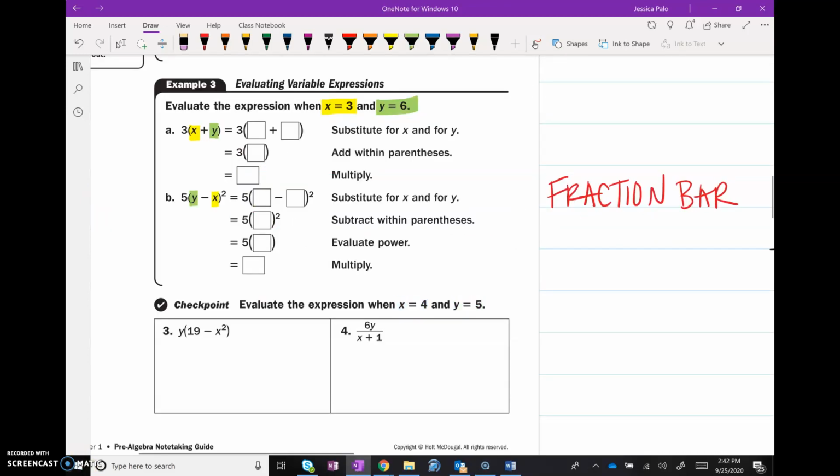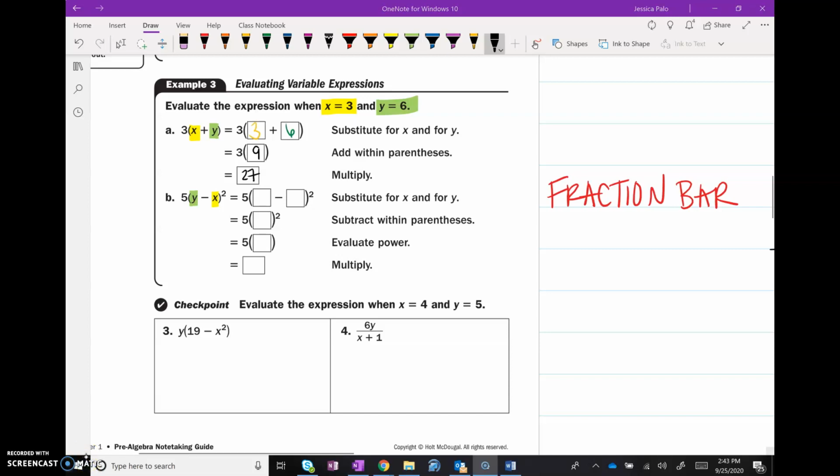In this section, example 3, we are evaluating variable expressions. So that means you have to substitute the value of the variable into the variable expression and then use the order of operations to solve. So we are going to use these as your checkpoint problems, starting with example A. Please solve A. If you got 27, you are correct.